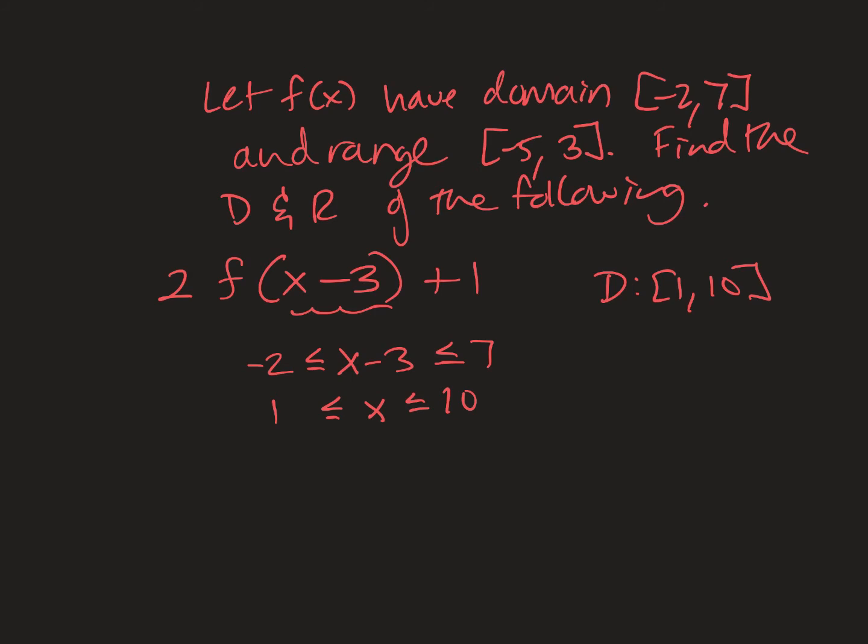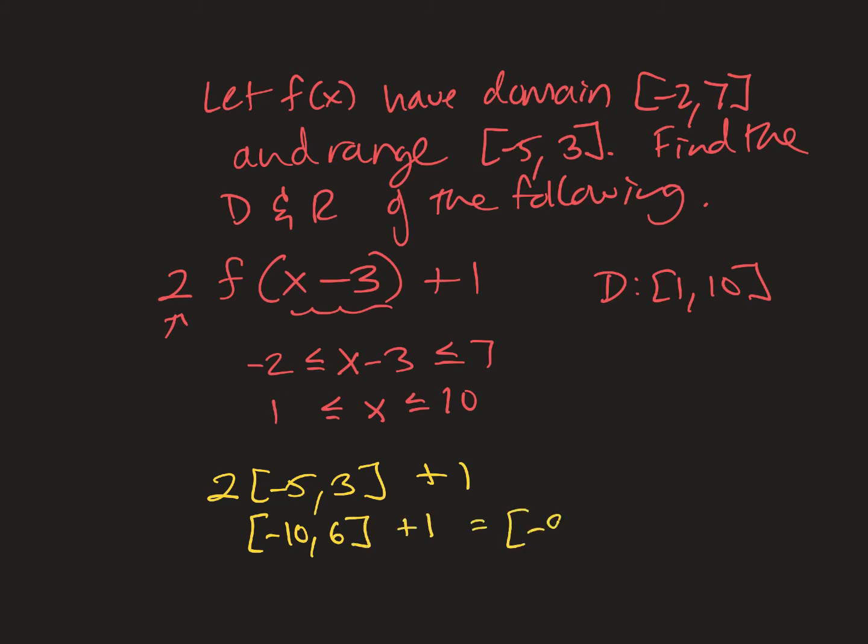And then for the range transformations, the 2 means I am vertically stretching by the factor of 2. So I'm multiplying y values by 2 and then adding 1 or shifting up 1. So let's do that. My original output was -5 to 3. I'm multiplying the y values by 2 first and then adding 1, following the order of operations. So I've got -10 to 6. Adding 1 to that gives me -9 to 7. So that will be my new range, -9 to 7. Okay, let's do another one.